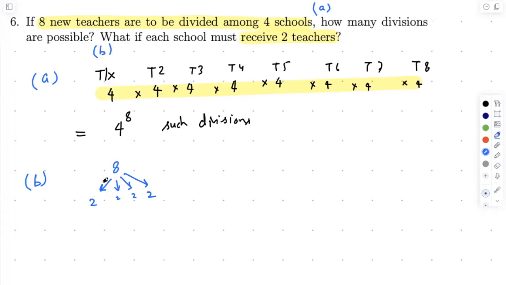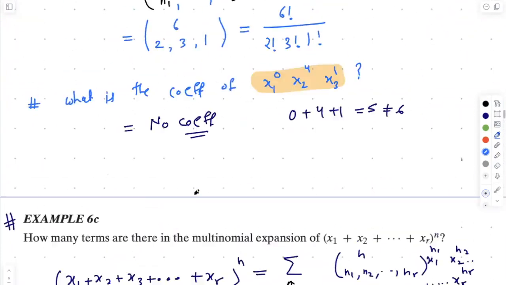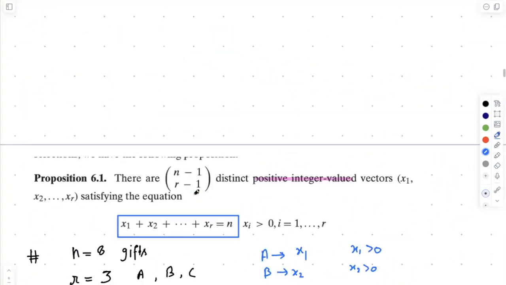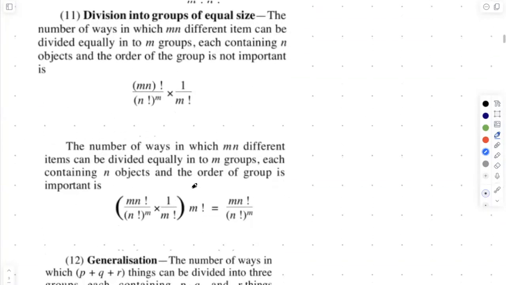Now because you are going to divide them into an equal number of parts, I wish to include one statement from the beginning. Division into groups of equal size. The number of ways in which mn different objects, here mn is going to be 4 into 2, that is 8, divided into m groups, there are 4 groups.